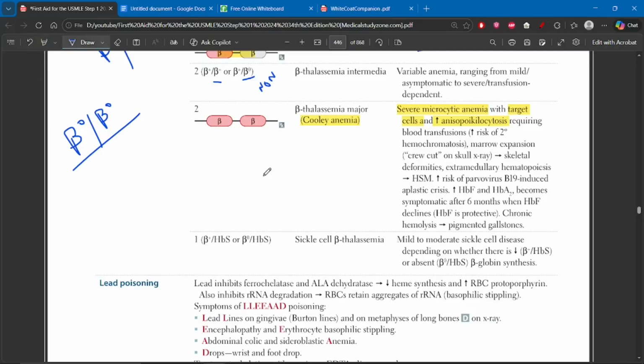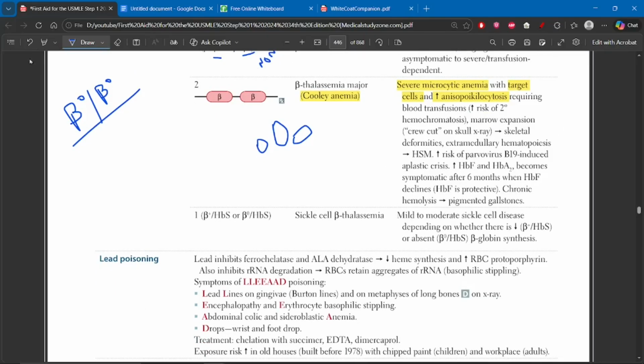So it could be a smaller RBC, there could be a large RBC, there could be an oval-shaped RBC. So there's a wide variety of RBCs present. That's what anisopoikilocytosis, poikilocytosis means: there is a variety of shapes and sizes of RBCs that are present, and it does require blood transfusions, which can lead to an increased risk of secondary hemochromatosis, which is acquired hemochromatosis.